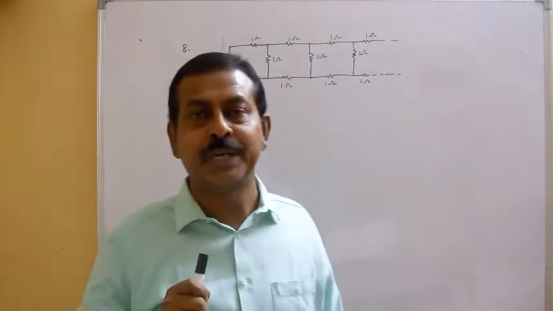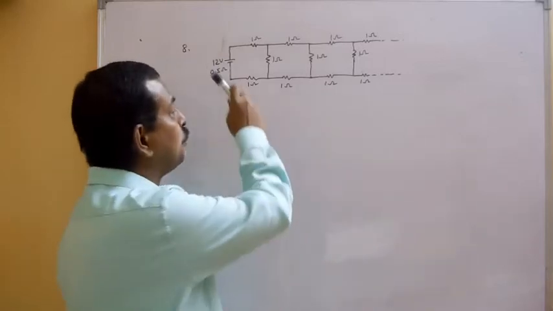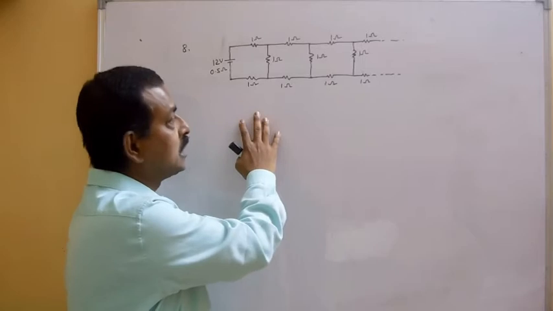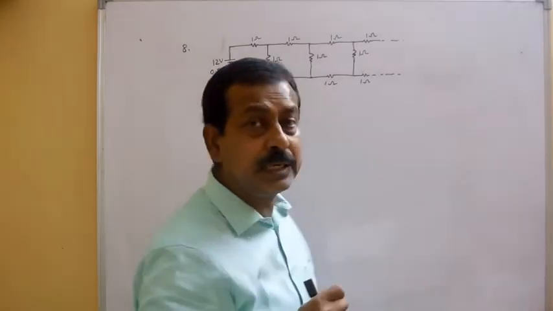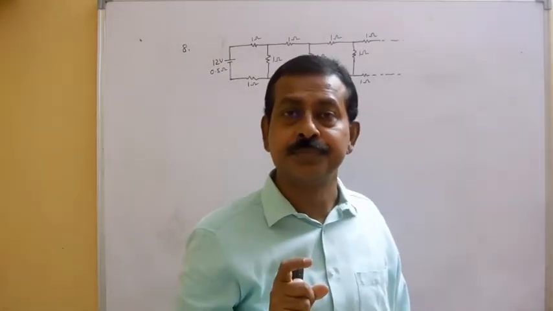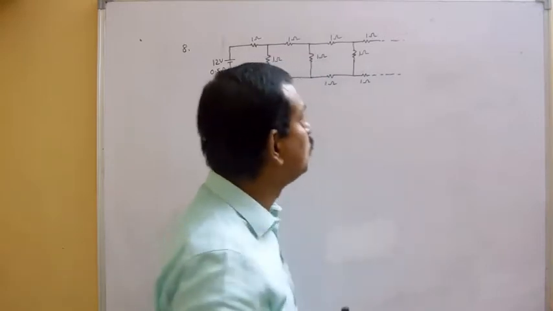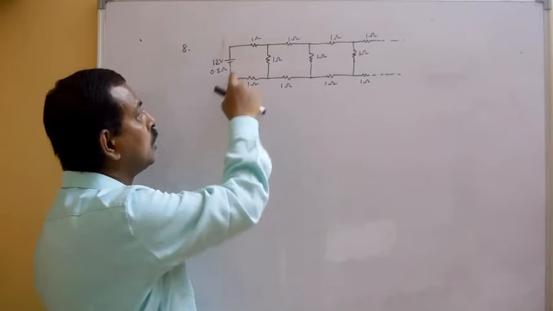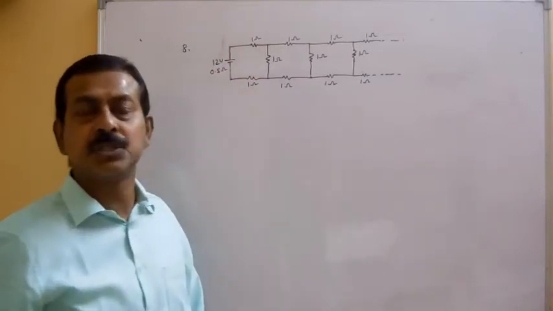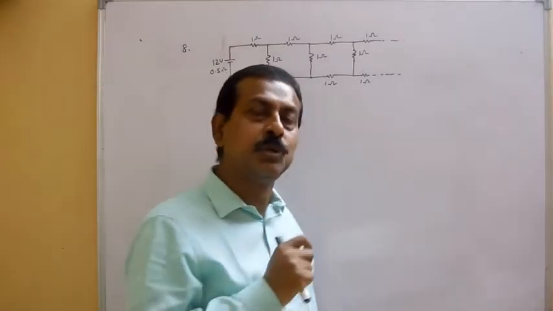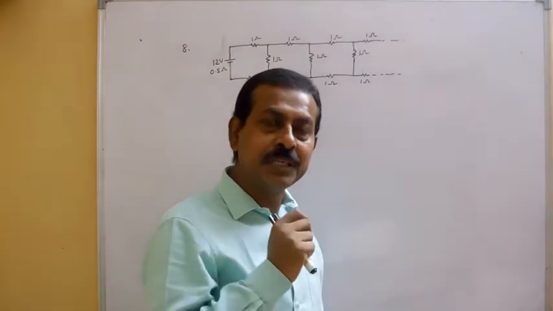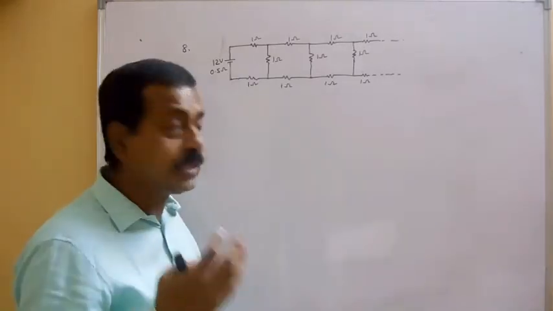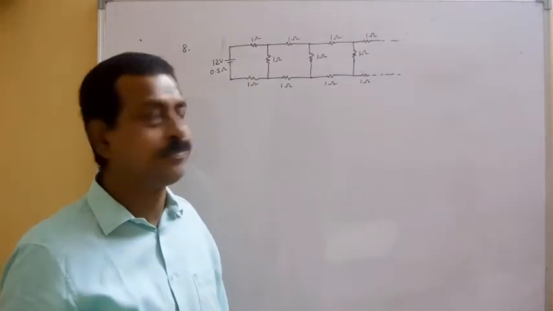This is question number 8. You have to find, for the given network of resistances, which is basically an infinite unit network, the equivalent resistance and also the current drawn from the source. This is a 12 volt source connected to this network, having internal resistance 0.5 ohm. And you have to find the current drawn by the circuit.